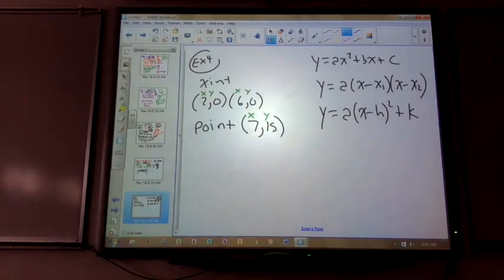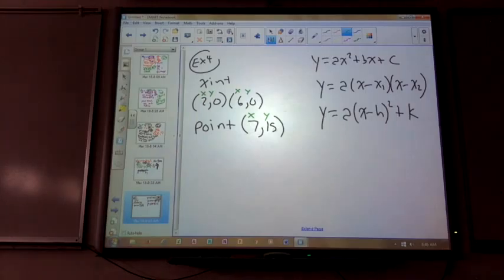Okay. Are any of those points going to be (h, k)? No. Why not? They don't have an h or a k. But what's the big reason I can't label it (h, k) right now? Reese, you know this. What does (h, k) go with? Vertex. Does anything about this problem say it's a vertex? No, we don't have a vertex. We don't know a vertex, so we can't label anything (h, k).